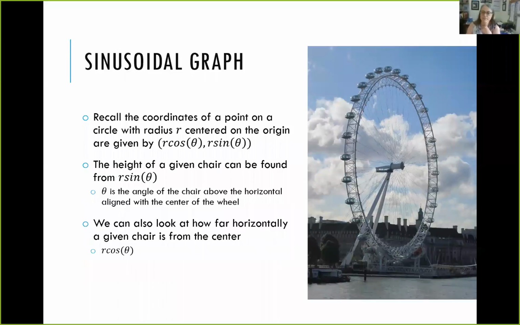Sorry, there we go. So now let's remember what we said about the coordinates of a point on a circle and the relationship between sine and cosine. So let's think about this thing being placed on a coordinate plane and centered at the origin. What's this going to look like? Let's see if my Desmos graph is going to work today.